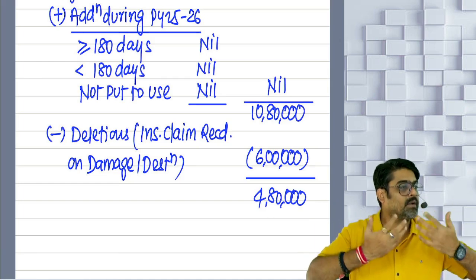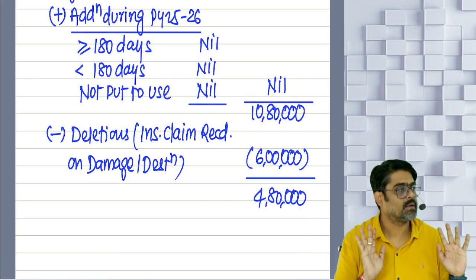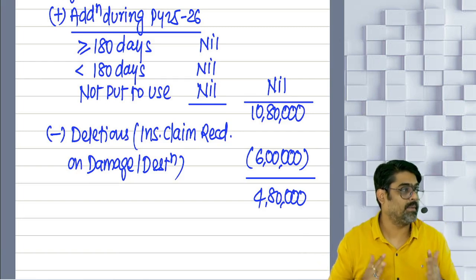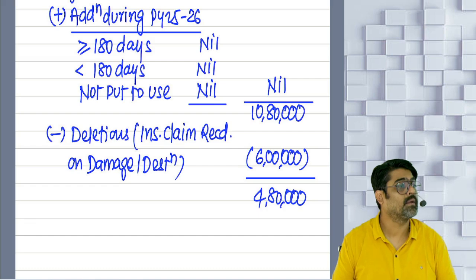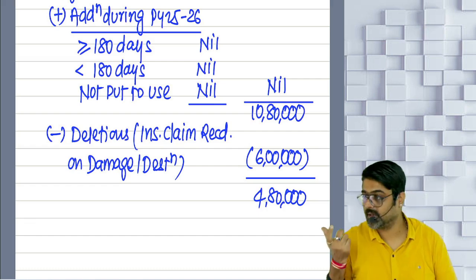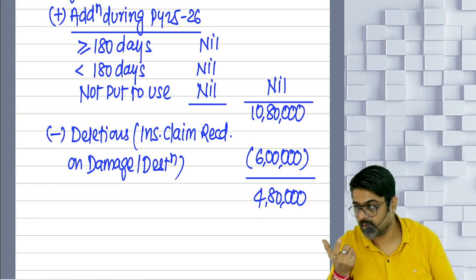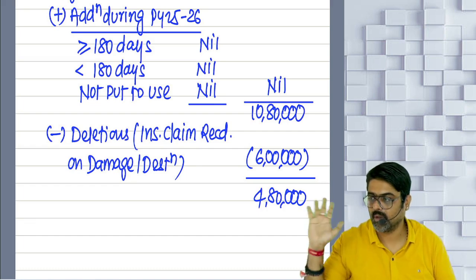All the machinery lost by fire. Yes or no? No machinery remaining in the block. Then this remaining WDV, remaining value, will be treated as your short-term capital loss.